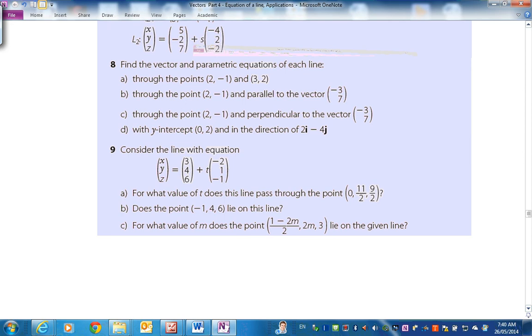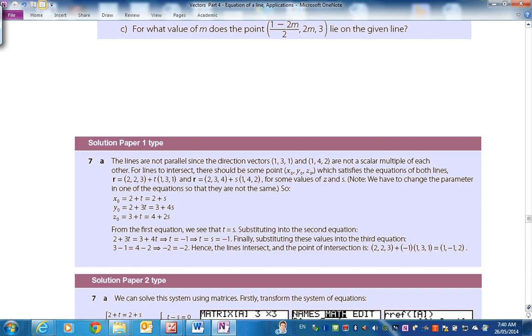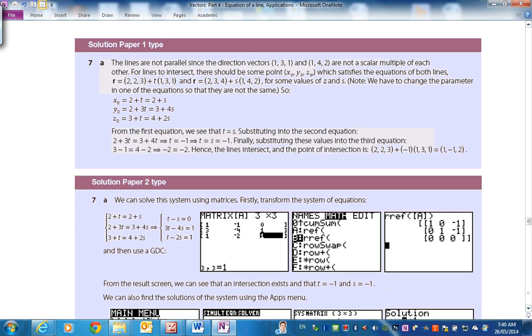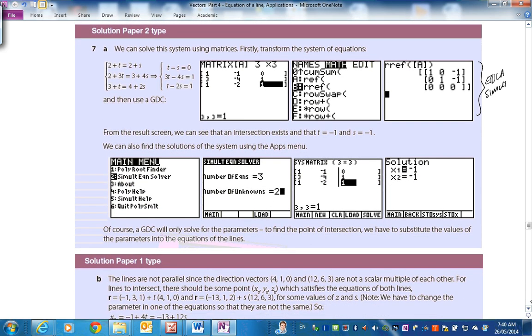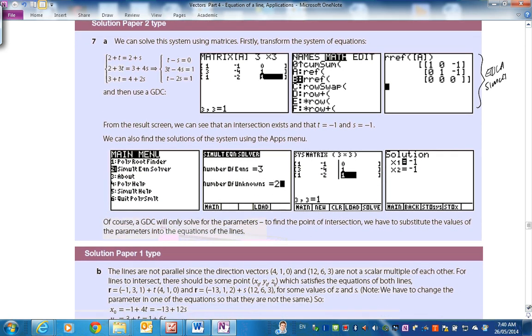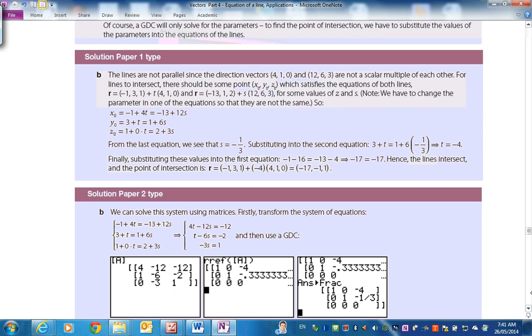Okay, and now let's have a look at the solutions. Pearson's have been very kind here, broken up into paper 1 and paper 2. And here we wouldn't use this method on the Casio, we'd use equation mode and simultaneous equations if we're in paper 2 to solve these. Okay, we'll leave that bit. Paper 1 type there.